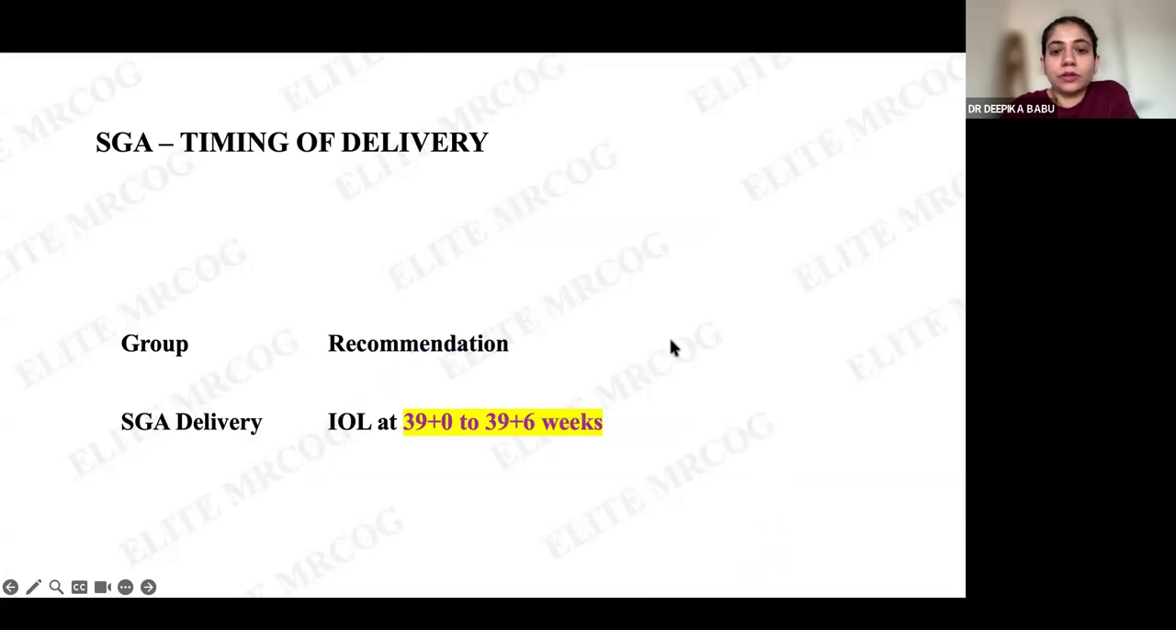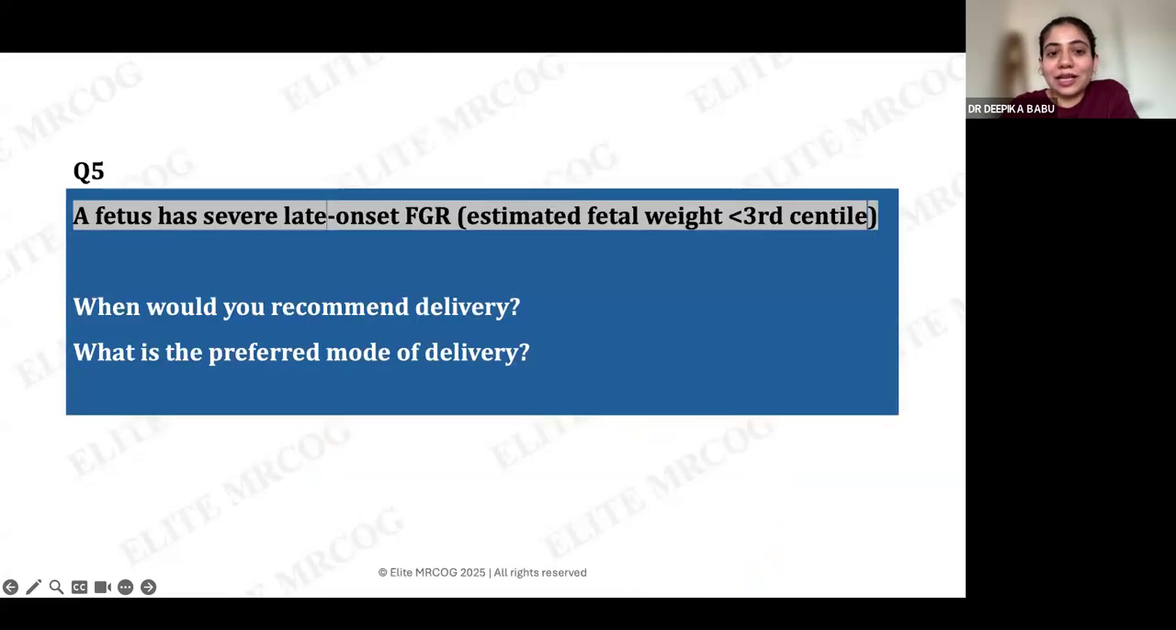The next question. A fetus has severe late onset FGR. Okay. That means less than 3rd centile. No Doppler changes, nothing. So again, she comes to you at around term. They have been monitoring. Everything is going fine. The baby is also less than 3rd centile only. But there are no Doppler changes, nothing. So when will you recommend her delivery? And what is the preferred mode of delivery?